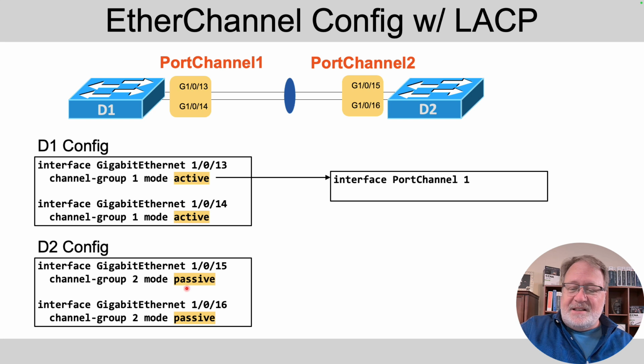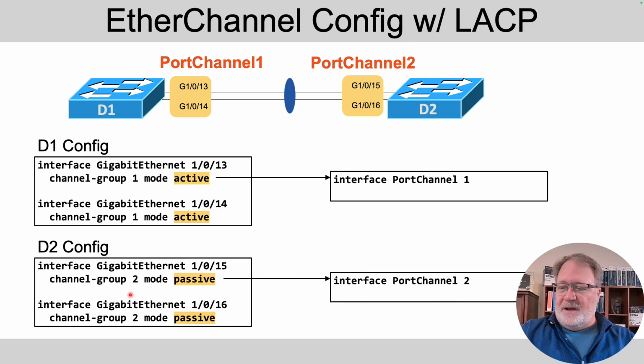You could use active or passive there. Again, active and passive imply LACP, but we chose passive here. One or the other side has to be active at least. And the first use of the channel group command here creates the port channel interface by the same number, and we chose channel group 2 on the right-hand switch just to make the point that you don't have to use the same port channel number, the same channel group number on the two opposite switches.